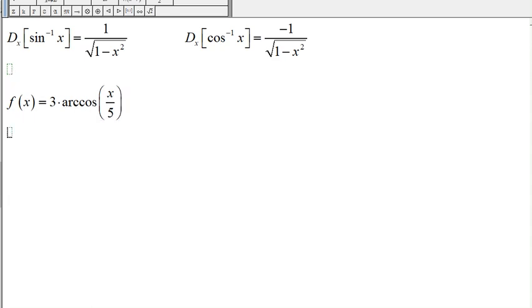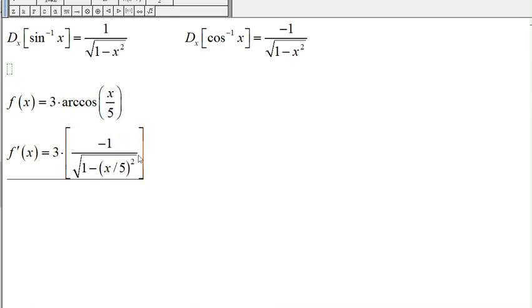And so now let's find the derivative of 3 times cosine inverse, arccosine, of x over 5. Once again, if it's just x here, then we get x squared right here. But since this is x over 5, then in the place of this x, we put x over 5. And then the chain rule says we have to multiply by the derivative of x over 5.